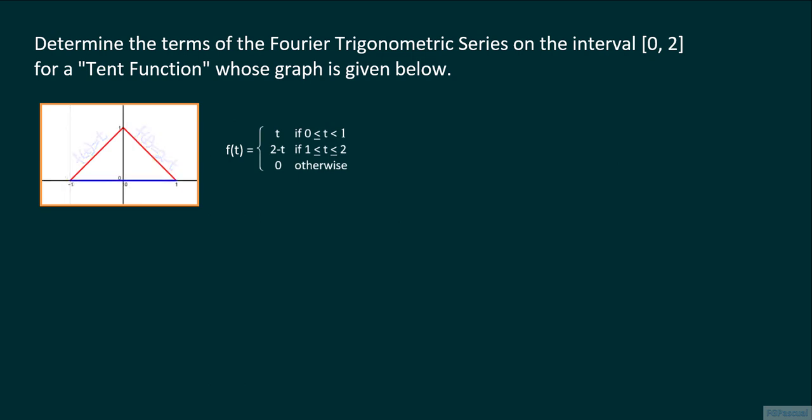If the interval of definition of the function is centered at t equals 0, then the Fourier series of f, which we write as capital F of f of t, can be written as a sub 0 plus the sum from n equals 1 to infinity of the quantity a sub n times cosine n pi t over L plus b sub n times sine n pi t over L.